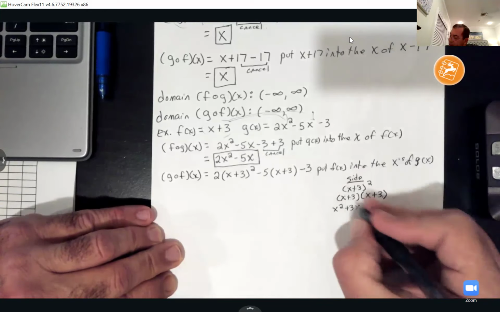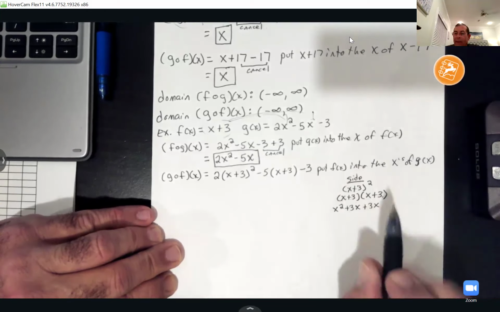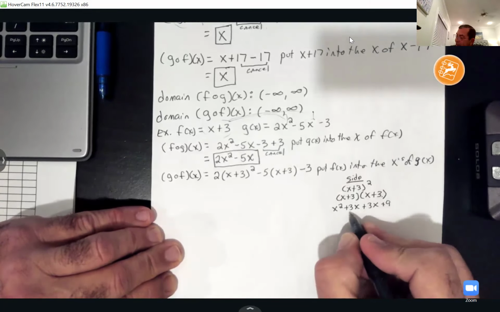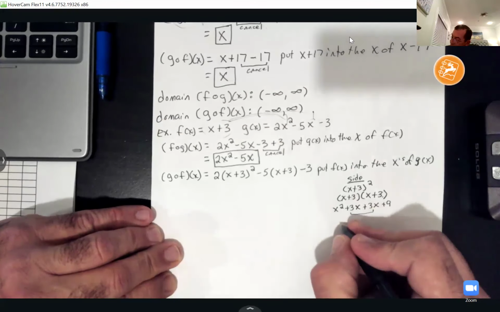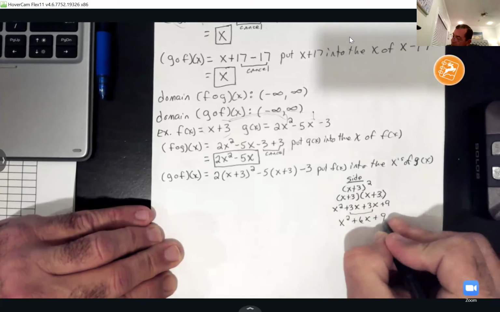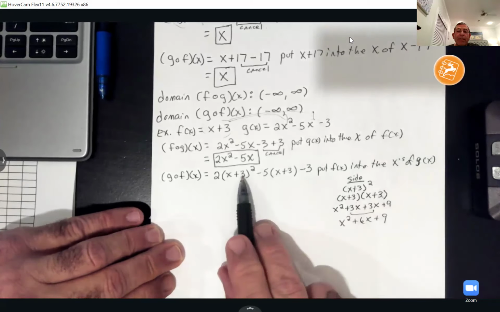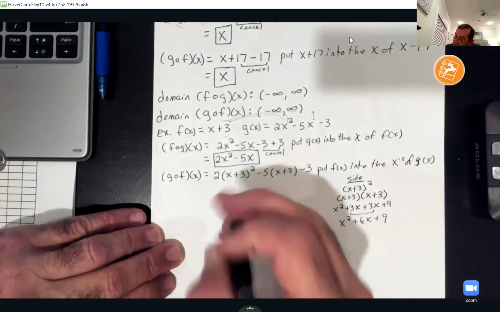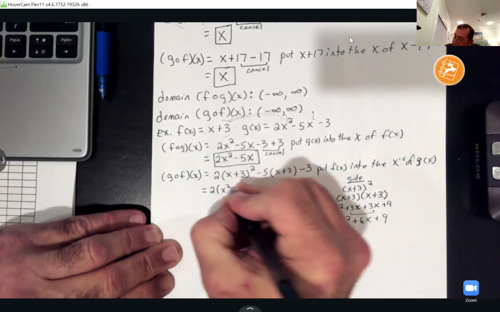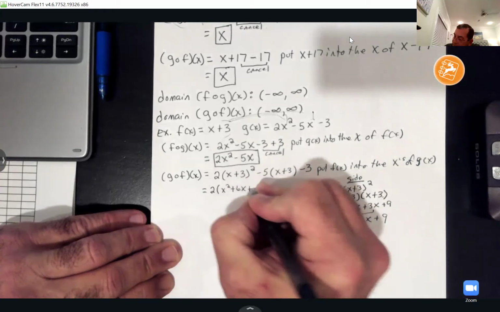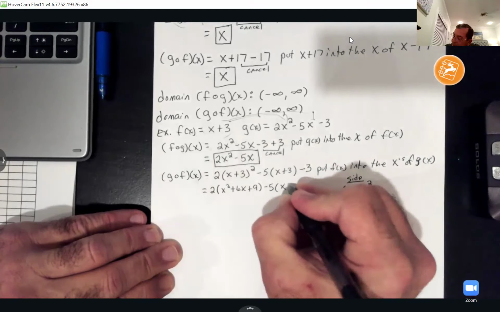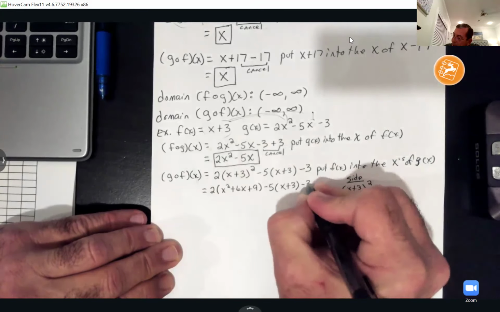3 times x is a 3x. And then, y'all, 3 times 3 is a 9. And I'm going to add the like terms in the middle so that I get an x squared plus 6x plus 9. We can now replace the x plus 3 squared with that. So I'll have 2 times x squared plus 6x plus 9. And I'm just bringing everything else down. Minus 5 times x plus 3, and then minus my 3.